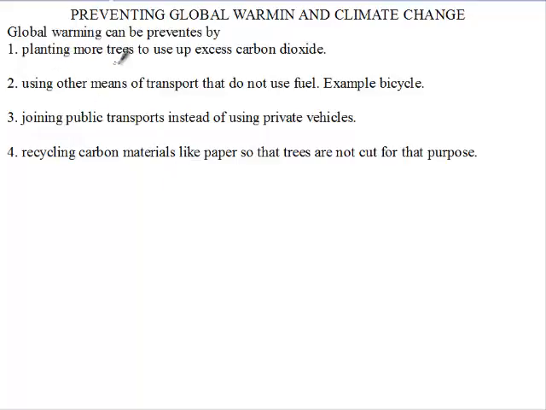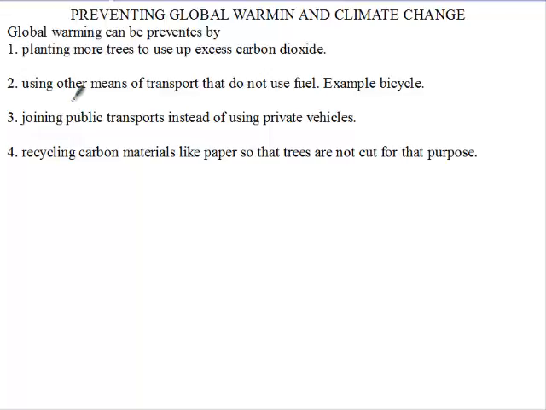One, we can plant more trees to use up excess carbon dioxide. Trees use carbon dioxide for photosynthesis. So if we plant more trees, they are going to use more of the carbon dioxide for photosynthesis, thereby reducing the amount of excess carbon dioxide in the air.